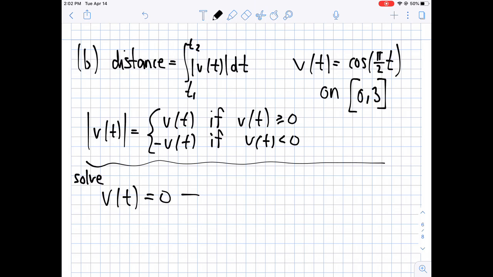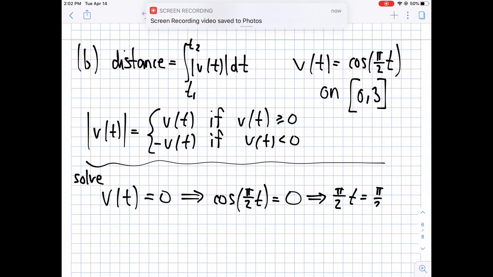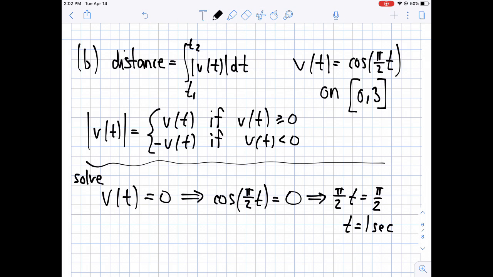So here we're going to solve velocity equal to 0. Okay, so for us that's going to be when is cos of pi over 2t equal to 0, and if you think about the cos function as t goes from 0 to 3, that's going to happen when pi over 2t is equal to pi over 2, which means that t is going to be equal to 1 second. Okay, so at time t equal to 1 second, our velocity is equal to 0, and now we want to know, is it going to be going from positive to negative there, or from negative to positive?